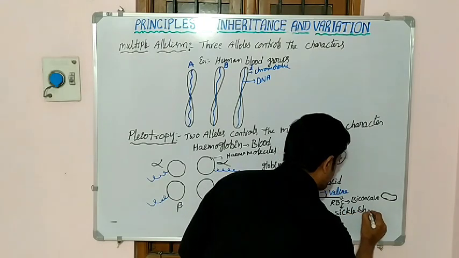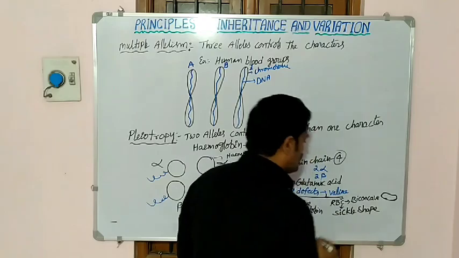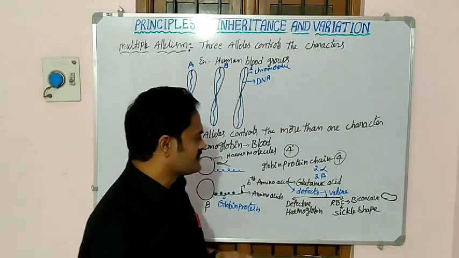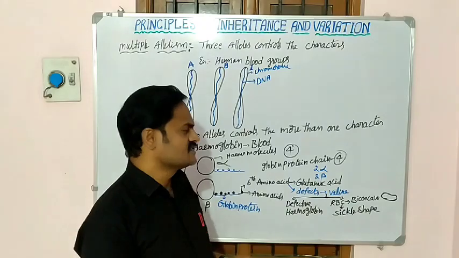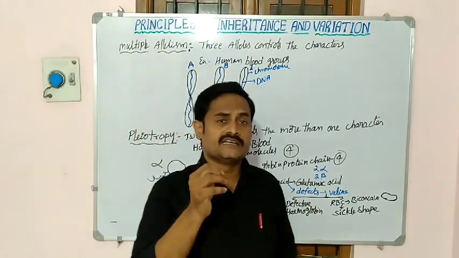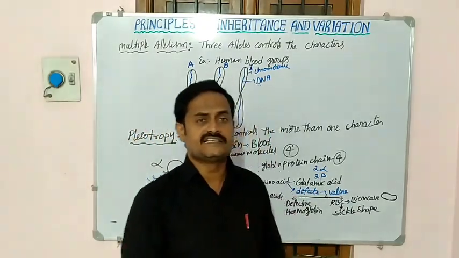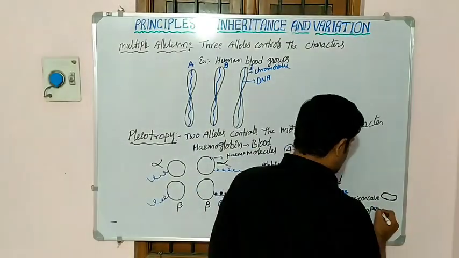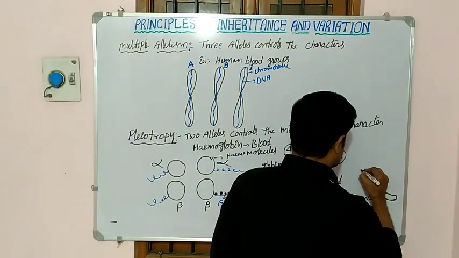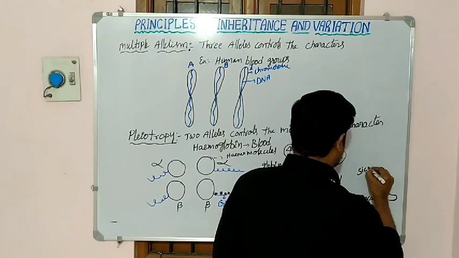Sickle shape. So these kind of sickle shape RBC are present in humans, and it leads to one genetic disorder in humans. What is the name of that genetic disorder? Sickle cell anemia.